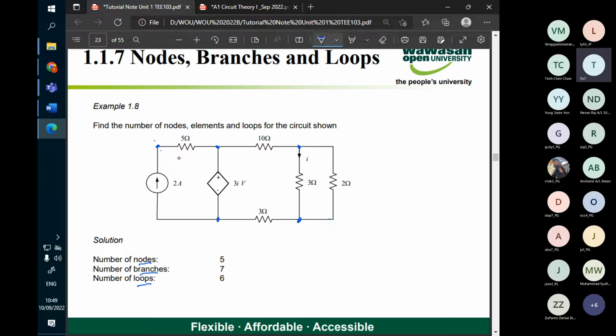When it comes to the branches, this is called a branch. This is called a branch. This is called a branch. So we have 7 branches and 6 loops like this. The current flows in the loop, 2, 3, and between these two loops, and then within the outer loop, a total of 6 loops. This is how we use the terms here. Later on, we can analyze the circuit. We call them node, branches, or loop.